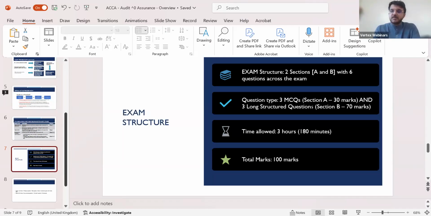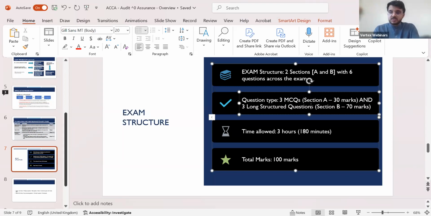Question type: 3 MCQs in section A for 30 marks, 10 marks per MCQ. I'll repeat, 3 MCQs in section A for a total of 30 marks, 10 marks per MCQ, and 3 long structured questions in section B for 70 marks.